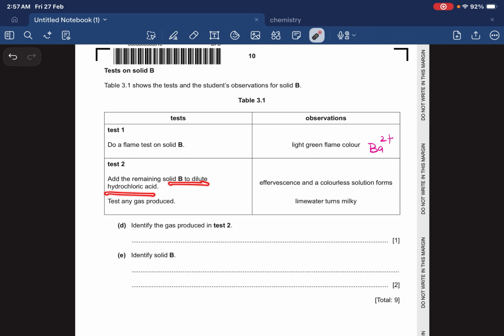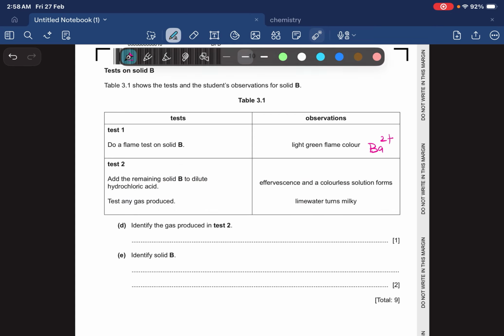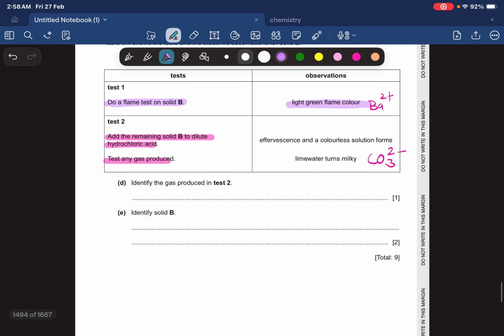Okay, add the remaining solid B to dilute hydrochloric acid. Test any gas produced. Effervescence in a colorless solution turns lime water milky. Obviously, you know there was a carbonate present because this is the test for carbonate, right? And over here, this is a test for barium, light green flame color. Identify the gas produced: carbon dioxide gas. Identify solid B: barium carbonate. Okay, barium carbonate. Simple.